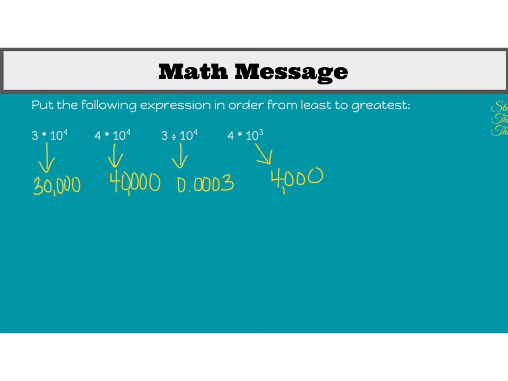So if we know what our values are, we can then place those expressions in order from least to greatest. Our least would be our division problem, right? 3 divided by 10 to the 4th would be the least. The next smallest would be 4 times 10 to the 3rd. And then we would have 3 times 10 to the 4th. And then lastly, we would have 4 times 10 to the 4th power.